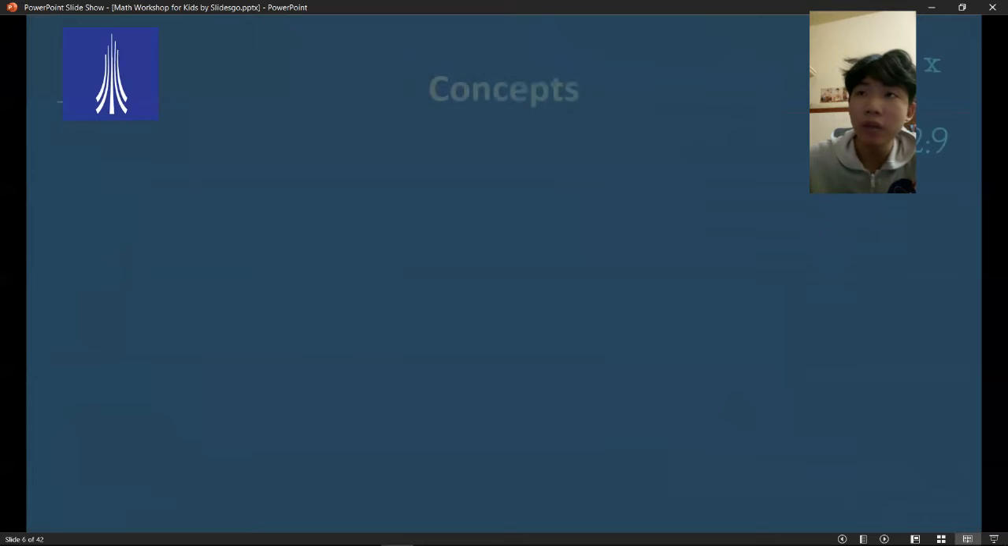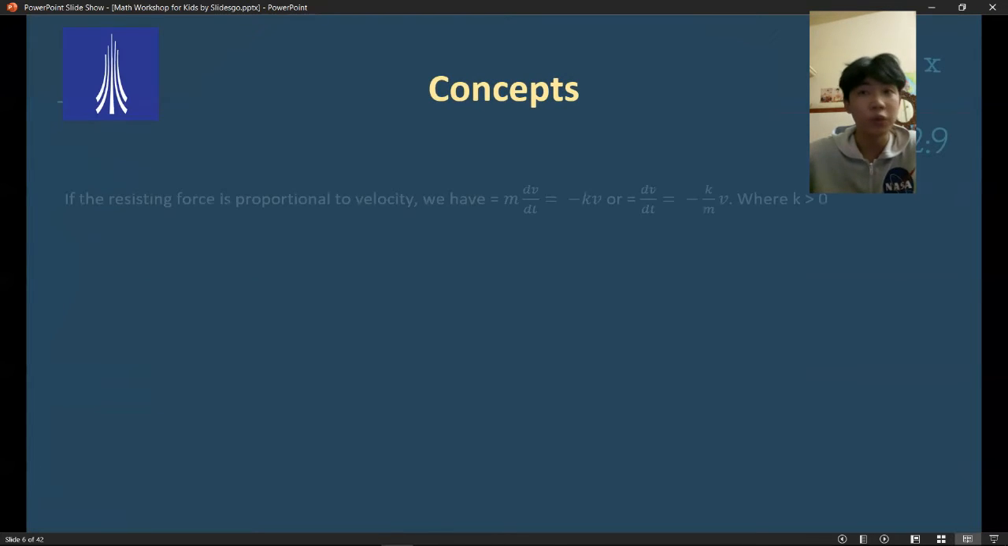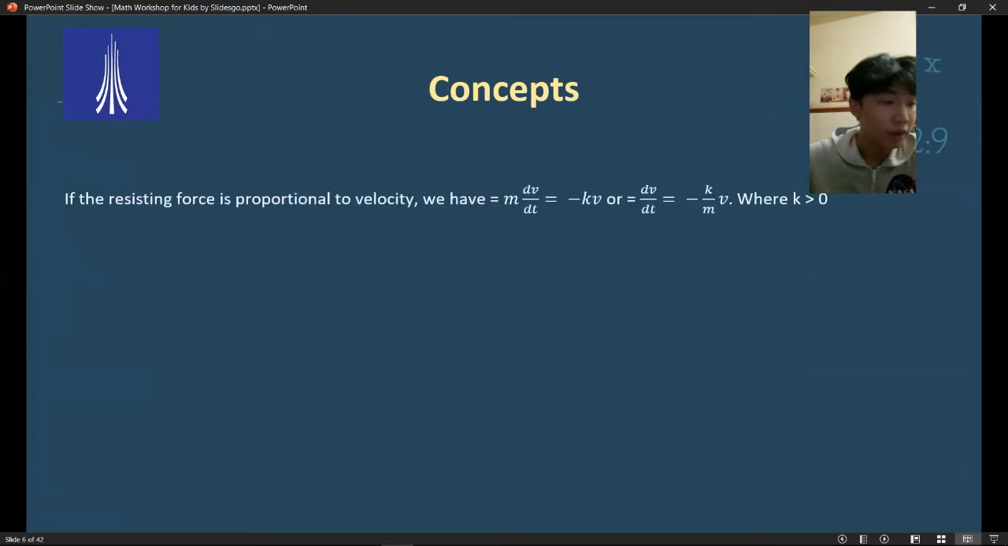Continuing with the concept, if the resisting force is proportional to the velocity, we have F is equal to m times dv over dt, which equals the negative of k times v, or dv over dt is equal to the negative of k divided by m times v, where k is always greater than 0. This also has something to do with the exponential change differential equation.